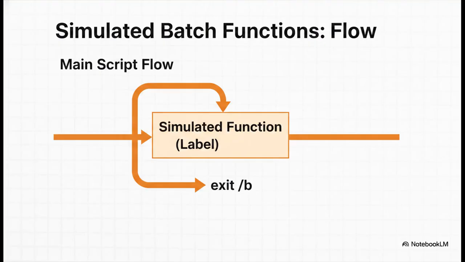Now, because batch scripting is so lightweight, it actually lacks native functions like you'd find in Python or JavaScript. But we can totally simulate them. We do this by creating labels. Just put a colon before a word, like :log message, and then we trigger it using the call command. You can even pass arguments to these labels. The absolute key here, though, is using exit /b at the end of your simulated function. That /b tells the engine to just exit that specific subroutine and go back to the main flow instead of accidentally killing your entire script.